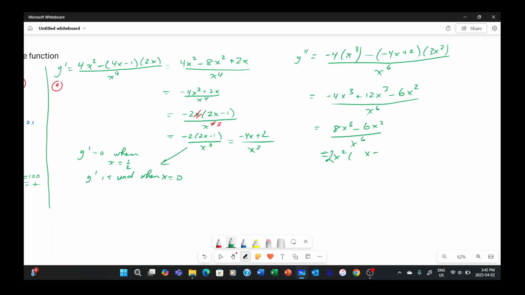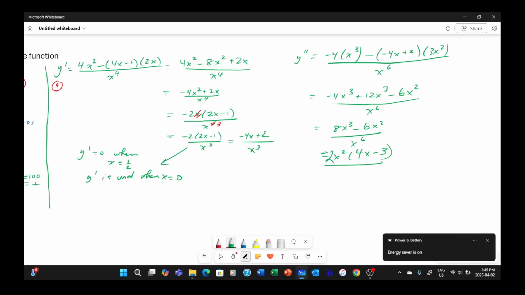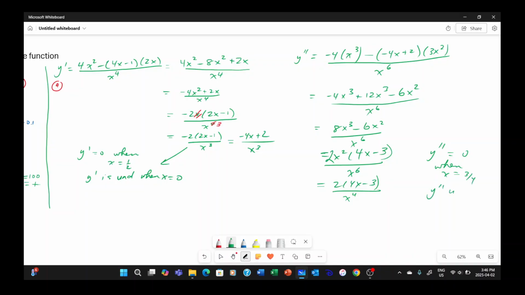2x squared is in common, so you're left with 4x minus 3 over x to the sixth, and then that gives you 2 times (4x minus 3) over x to the 4, because we have to divide out the x squared. So I'm running out of battery, so y double prime is equal to 0 when x equals 3/4, and it's undefined at x equal to 0.